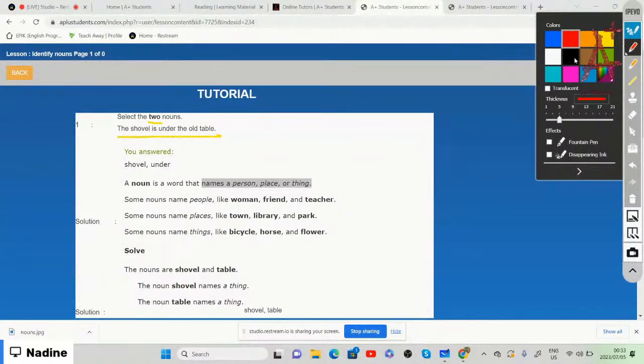The shovel is under the old table. Identify two nouns within the sentence.